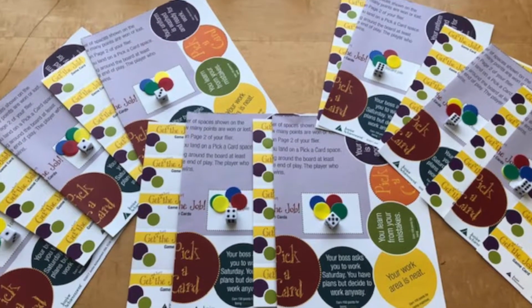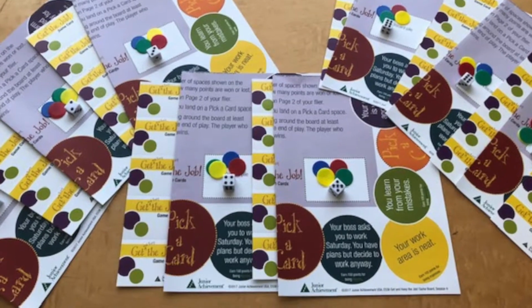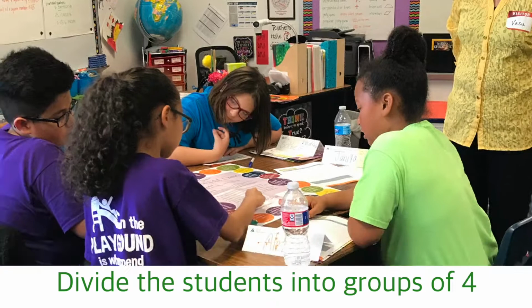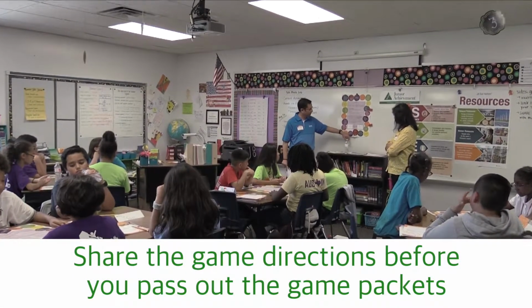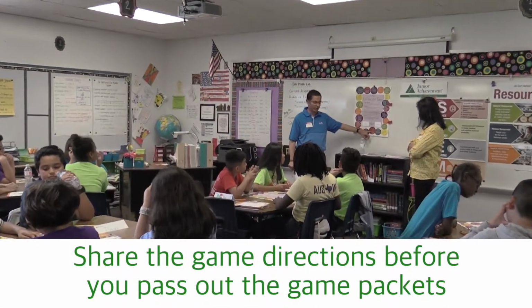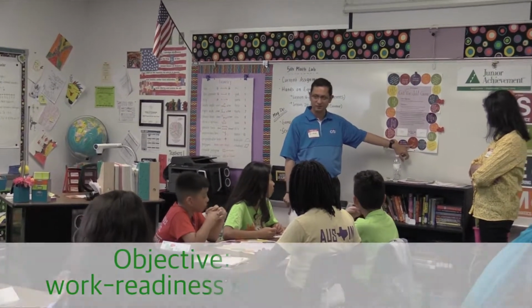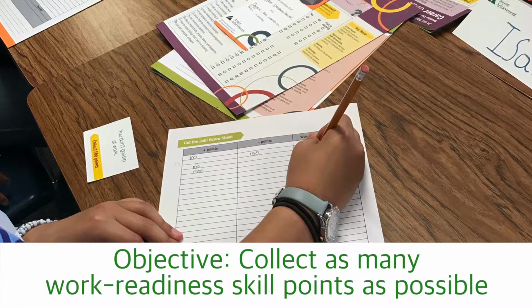Now students are ready to play a board game that will introduce work readiness skills needed in most jobs. Divide the students into groups of 4, but then share the game directions before you pass out the game packets to each group. The goal of the Get and Keep the Job game is to collect as many work readiness skills points as possible.